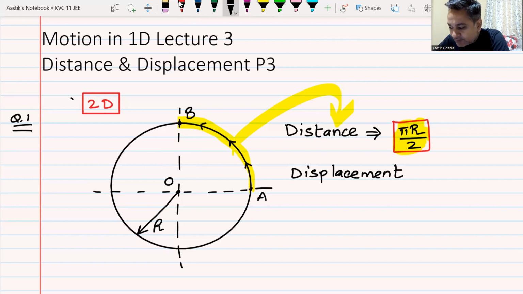And let me have answers for this. What is the displacement of the particle? Root 2 r. What is root 2 r, beta? Displacement. What type of quantity is displacement, beta?